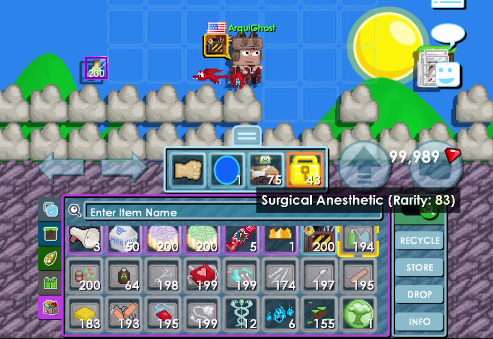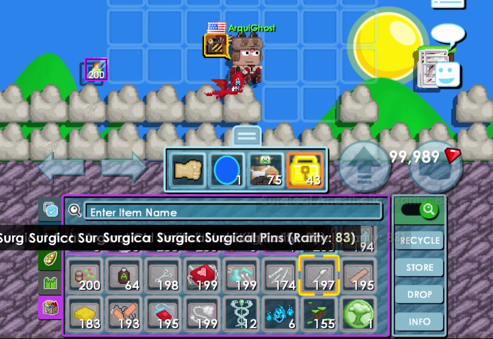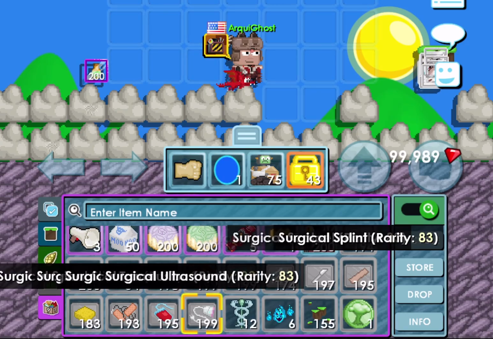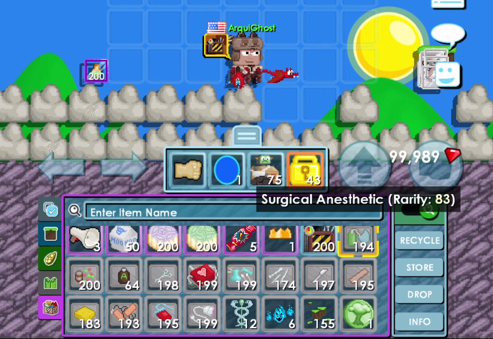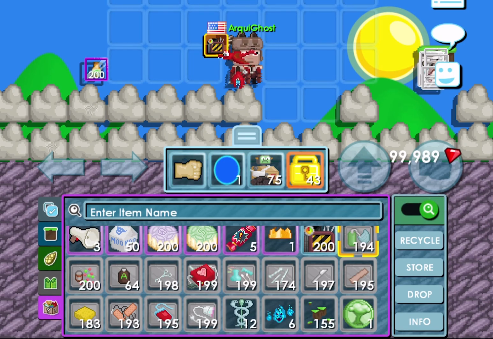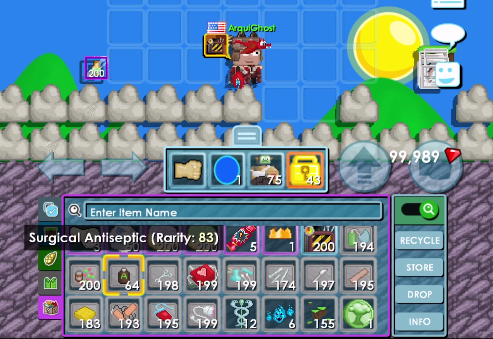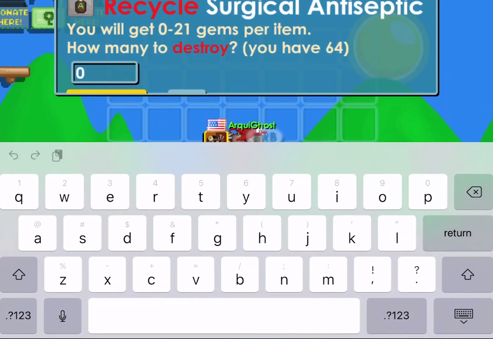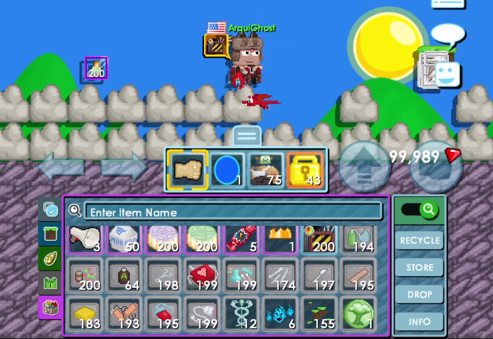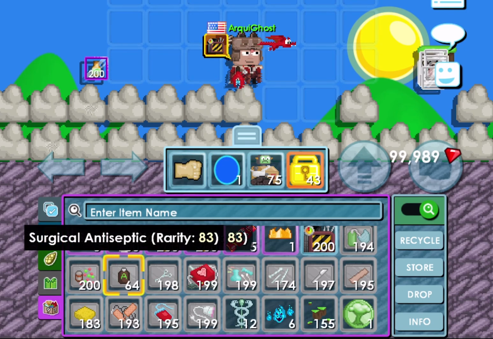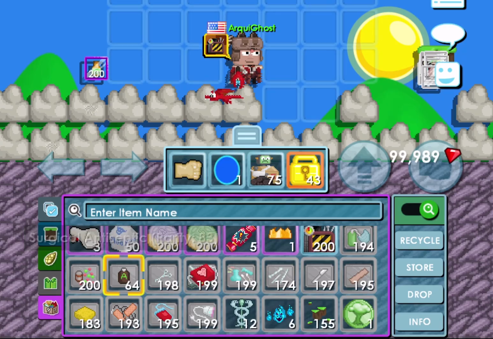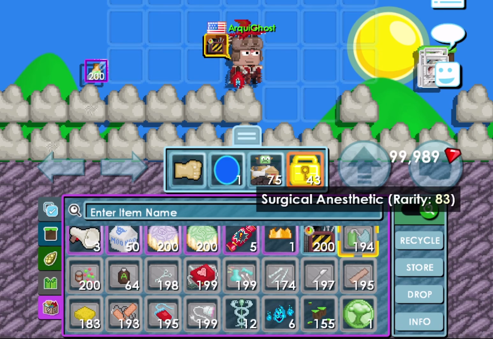Okay, let's start. There are 13 total tools. Each tool is needed except antiseptics. You don't really need these. You can recycle this. You can give it away. You can do whatever you want. You don't really need this one. But every other tool, you do need.